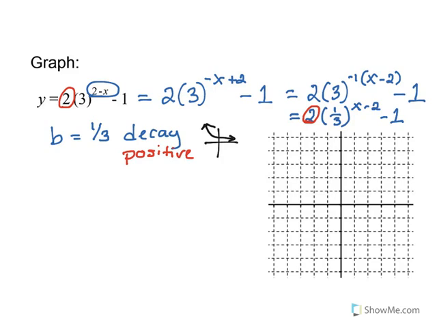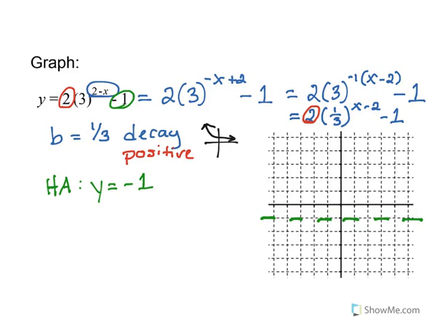Next up, we want to identify our horizontal asymptote. Because every single one of these graphs is going to have a horizontal asymptote, we want to be able to write its equation. Remember, HAs are always y equals a number. The HA is whatever is being added or subtracted after the exponential. So we have an HA at y equals negative 1. I'm going to draw that right on my graph, y equals negative 1, as a dashed horizontal line. So there's my horizontal asymptote.